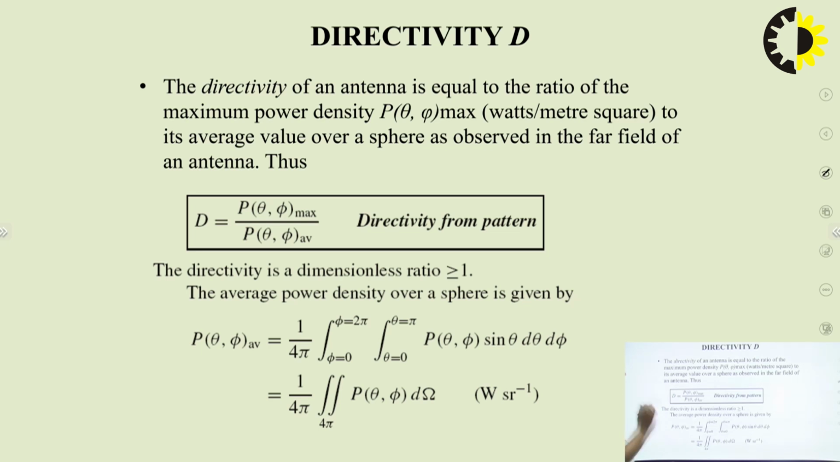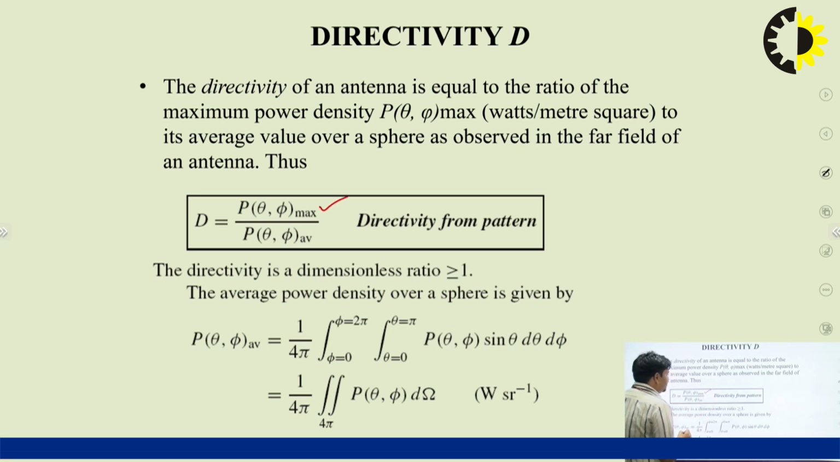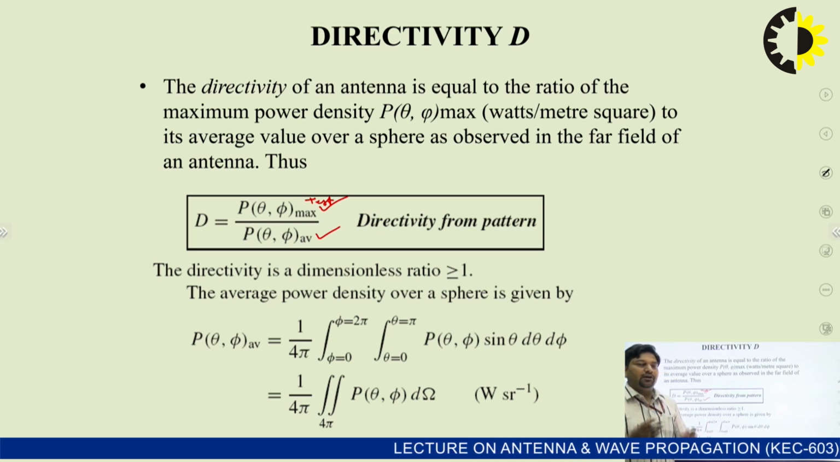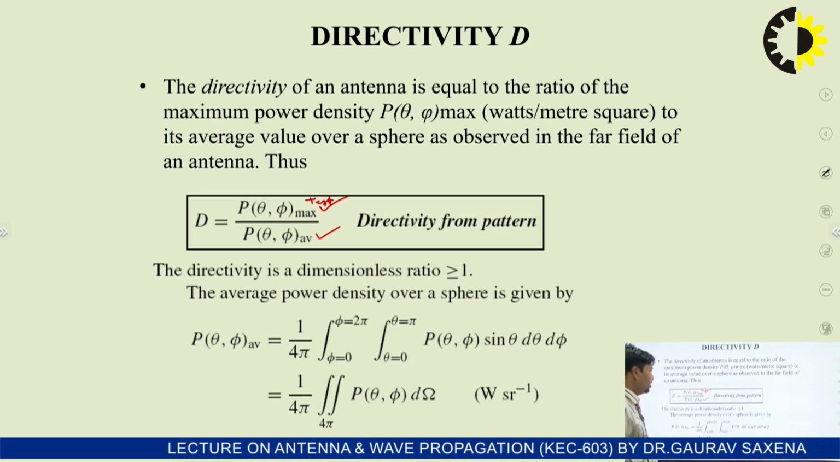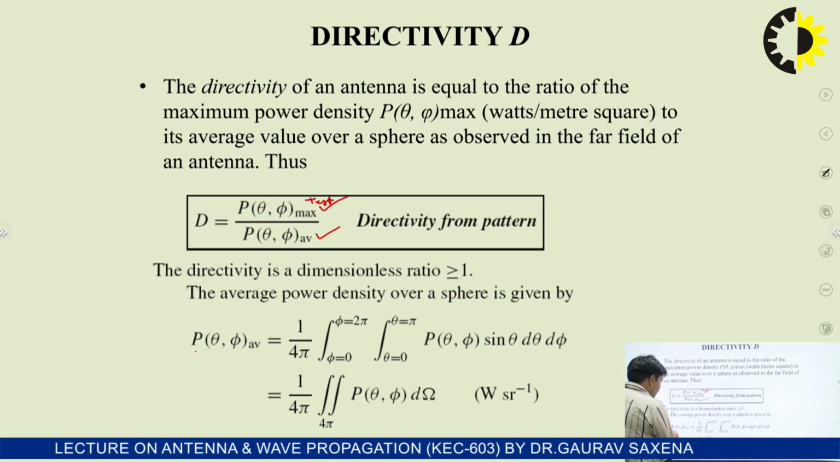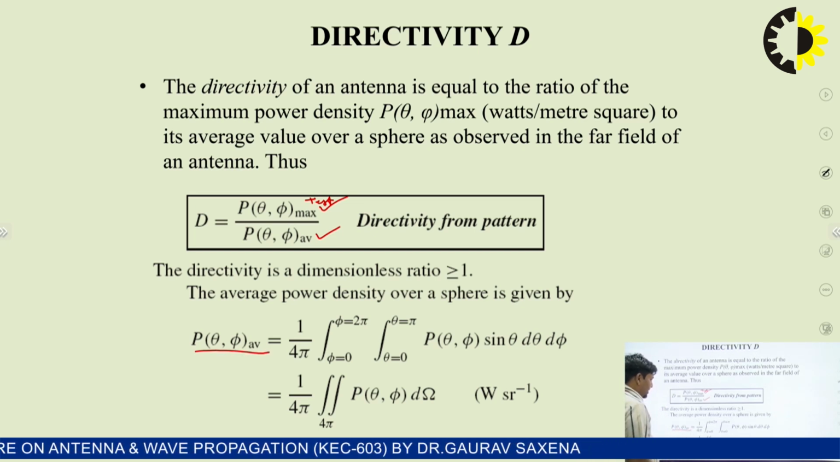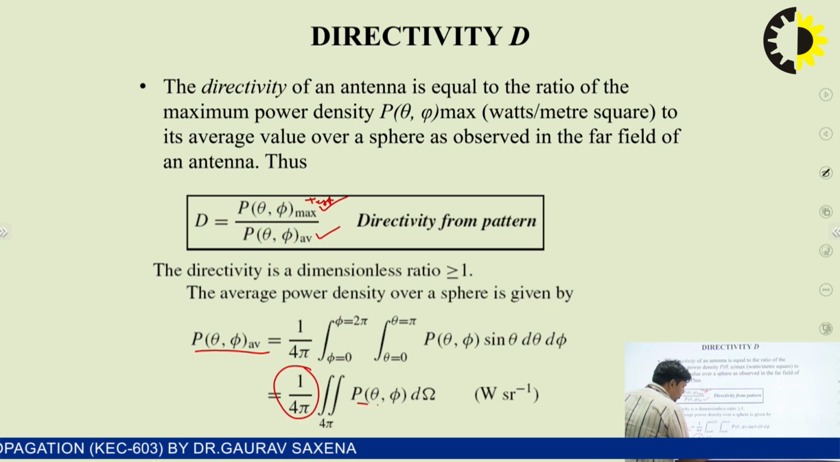So what is directivity? Directivity of an antenna is calculated by the maximum power density, that is, the radiation intensity of that particular antenna or test antenna, upon the average power density. So maximum power density upon average power density per unit area is called the directivity. How do we calculate the average power density? Average power density is calculated by 1 upon 4 pi, integral of P(theta, phi) d omega.